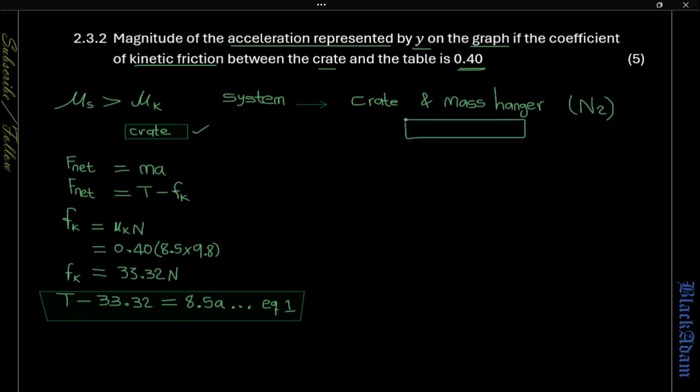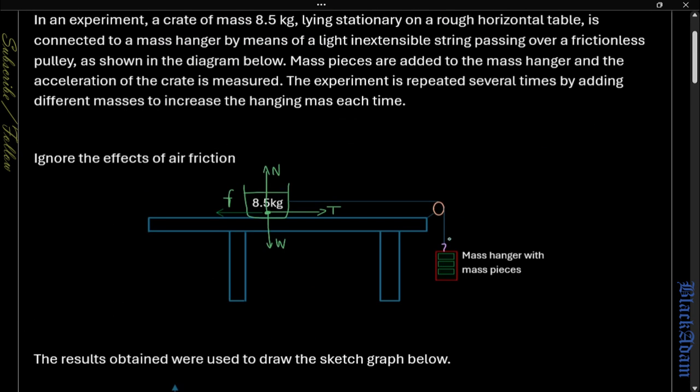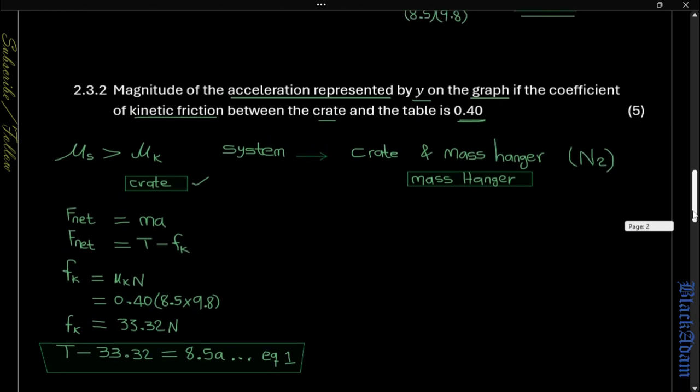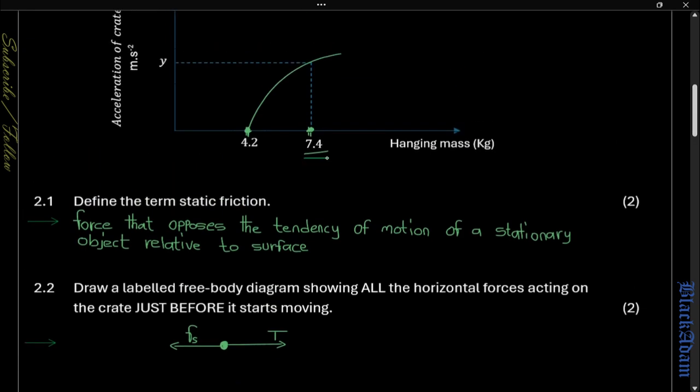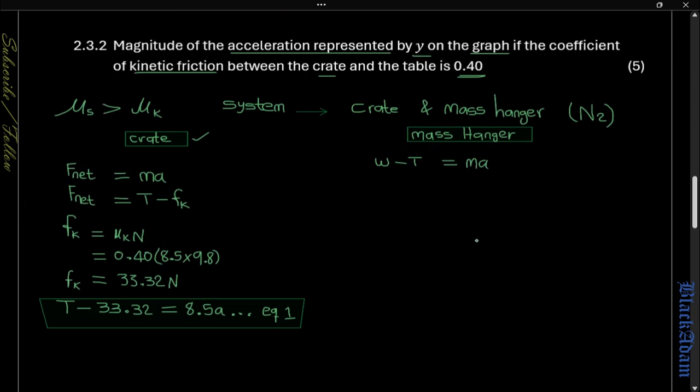And now we have to look at another part, which is the mass of the hanger. For the mass of the hanger, we're going to rely on the graph. So that's our weight, that's our tension, and looking at weight minus T is equal to MA. Then we look at the graph. The mass is 7.4, so that is going to be 7.4 multiplied by 9.8.